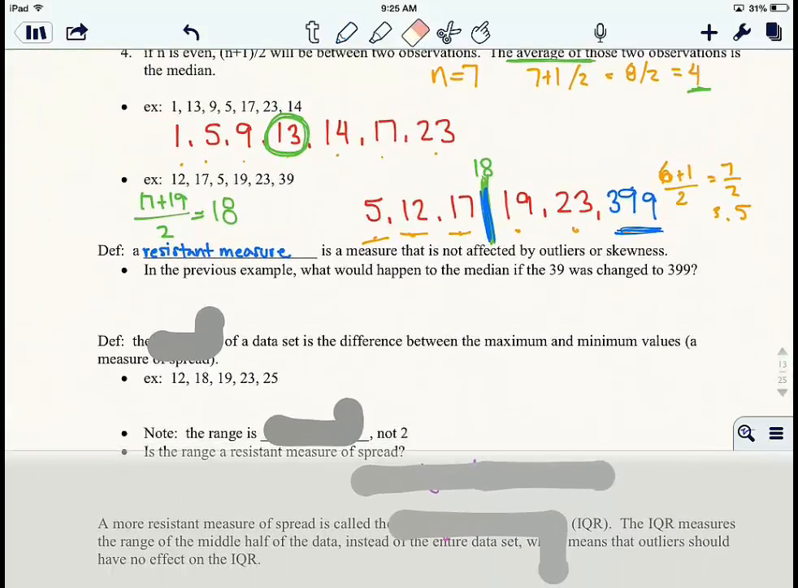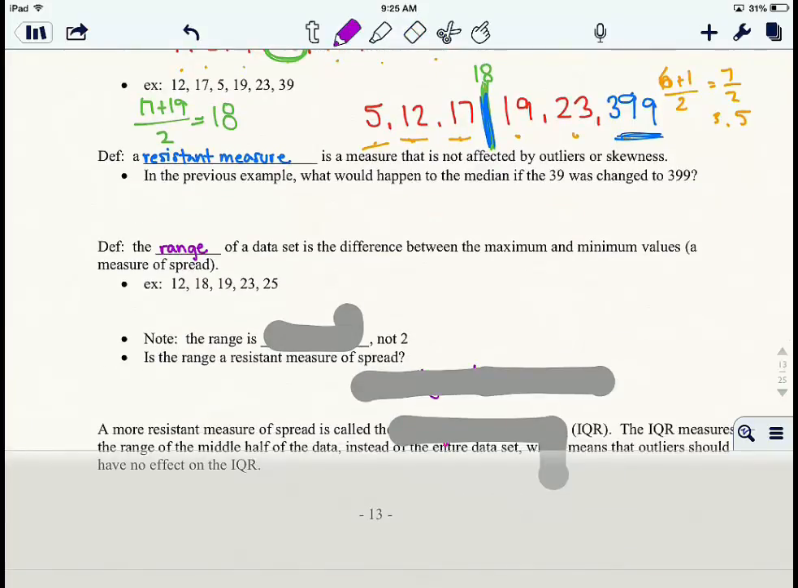Definition. The range of a data set is the difference between the maximum and minimum values. The max value in this case would be 25, the min value 12. 25 minus 12 then is 13. Note, the range is one number, not two. The range is 13, not 25 to 12.